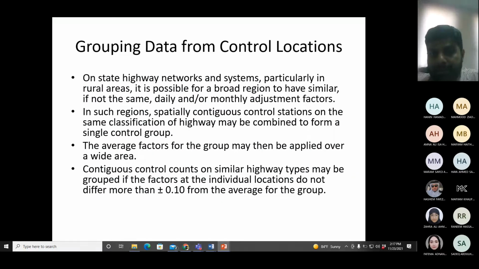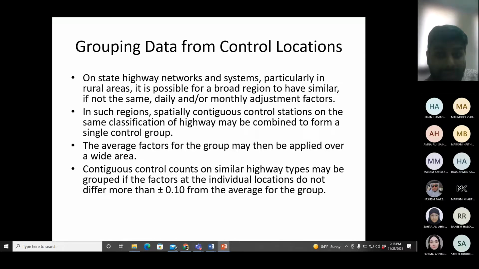Now, whatever examples we have done previously today or in the last lecture, we were talking about calculating factors for a single control count location. Monthly and daily adjustment factors are calculated using the counts taken on a control count location. We are talking about a statewide counting program. In a statewide counting program, you may have hundreds or even more control count locations. In large countries, it can happen. From each control count location, you will calculate a set of monthly and daily adjustment factors, for each day of the week and each month of the year.